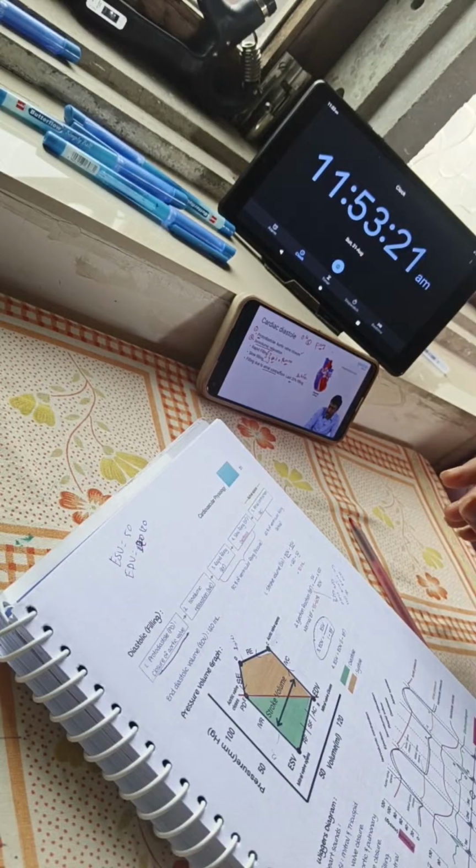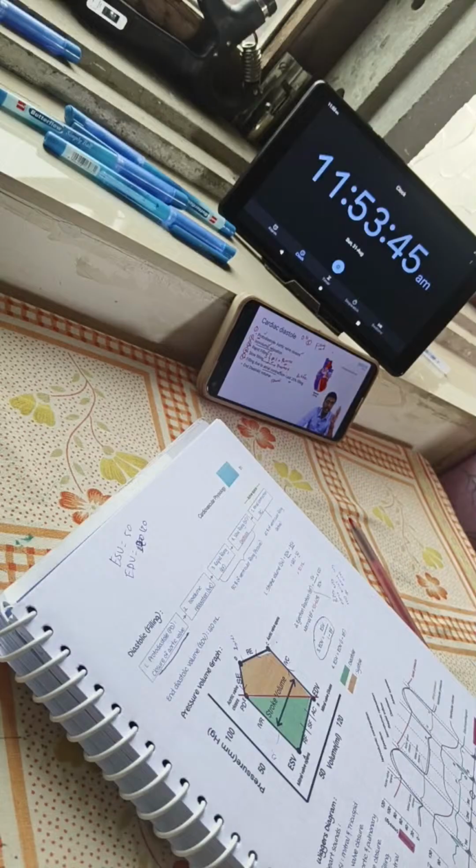Remember guys, particularly this slow filling phase is also called diastasis. So we have protodiastole, isovolemic relaxation, rapid filling is third, slow filling is fourth, filling due to atrial contraction is fifth. So at the end of all these diastolic phases, we have end diastolic volume. How much is the end diastolic volume? 120 ml. End systolic is 50 ml, end diastolic is 120 ml.